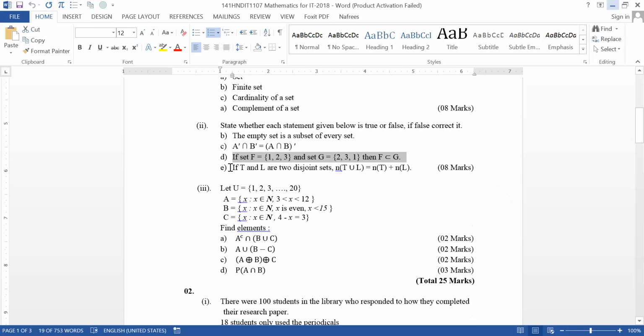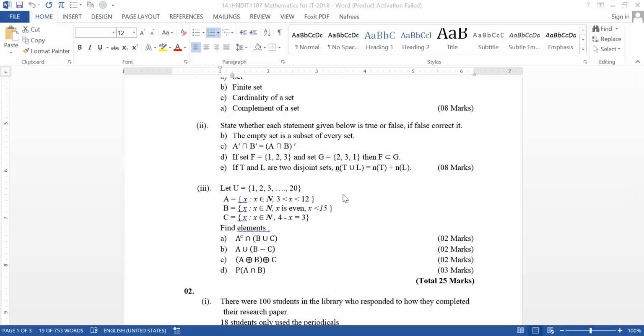And E. If T and L are two disjoint sets, then n(T union L) is equal to the number of elements in T plus the number of elements in L. Is that correct, true or false? The answer is true.